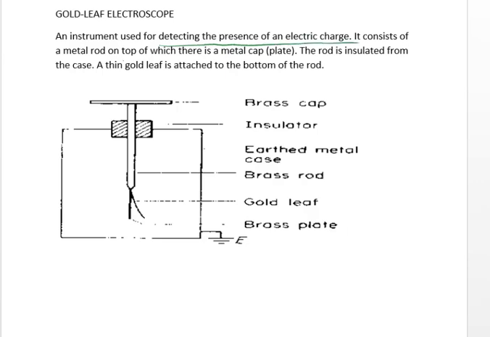It consists of a metal rod on top, on which there is a metal cap plate. The rod is insulated from the case. A thin gold leaf is attached at the bottom of the rod. So this is our cap. This is our metal cap. And this is our insulator. And this is our gold leaf. And here is the earth. This one is for earthing.